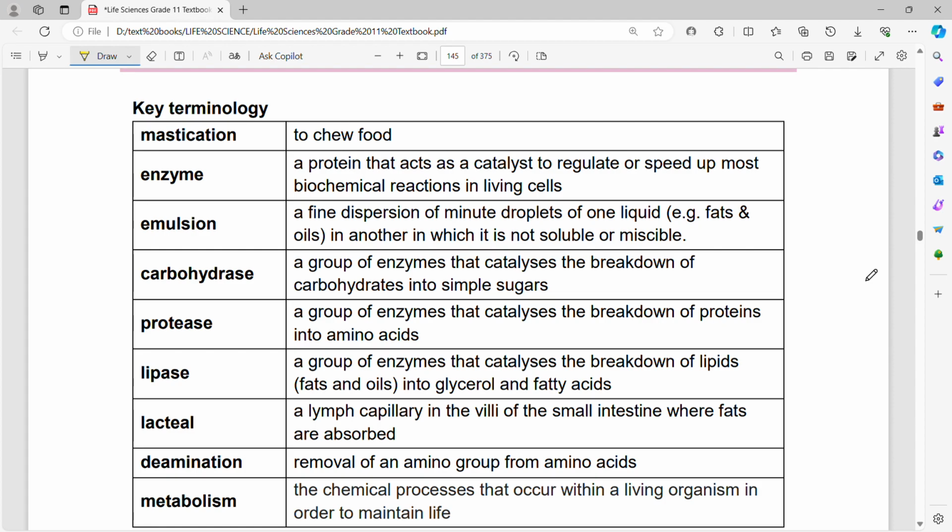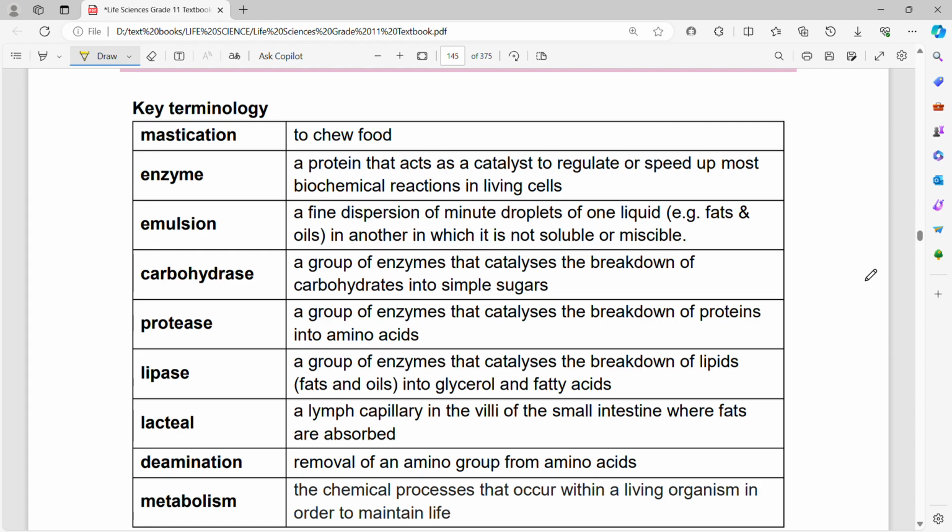Then we have enzymes: proteins that act as catalysts to regulate or speed up most of the biochemical reactions in living organisms. Emulsion is a fine dispersion of minute droplets of one liquid in another, in which it is not soluble or miscible. For example, fats and oils and water. They are not soluble in each other.